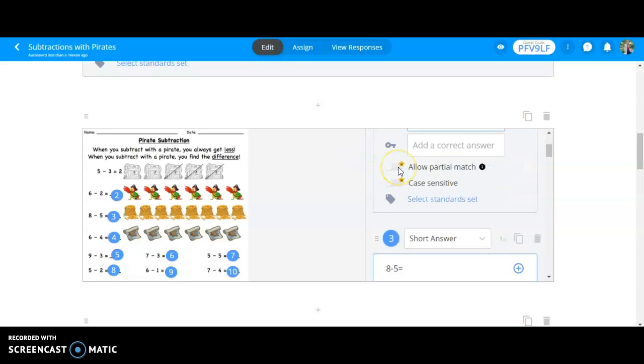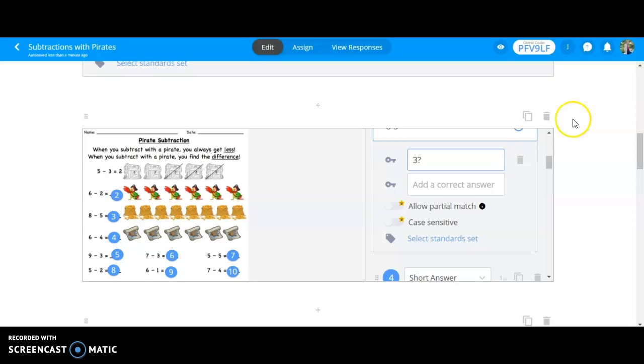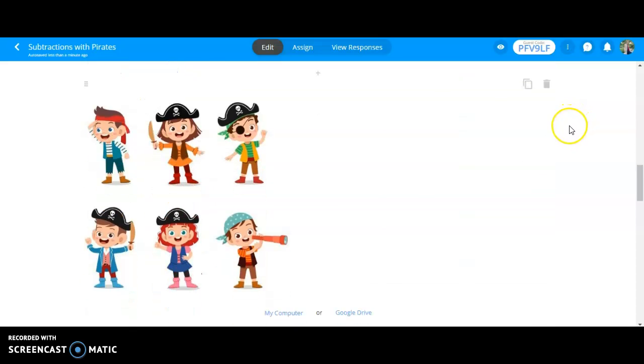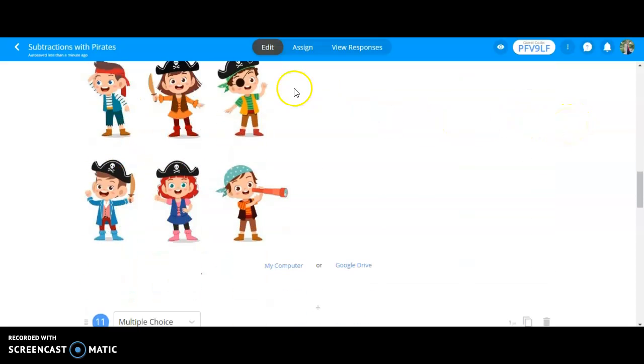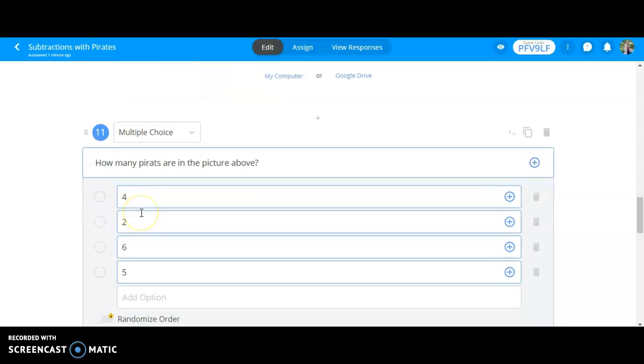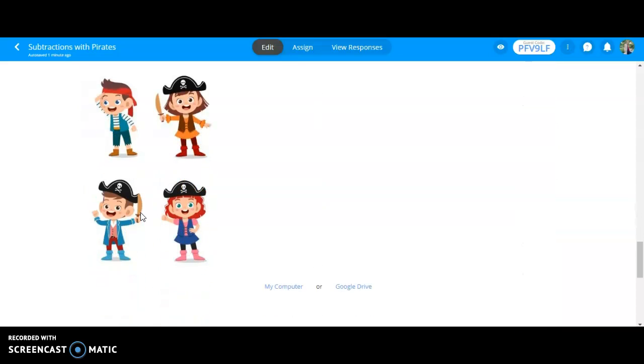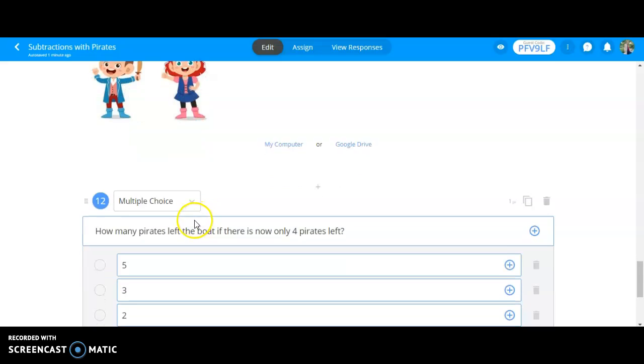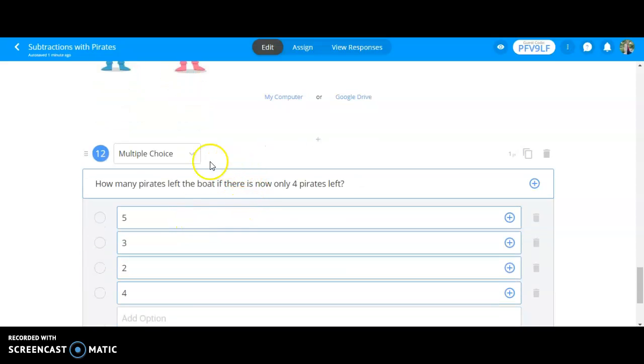There should have been about 10 questions like that. Then you should have moved on to the next section. The next section was about pirates. I asked you to count the pirates. There should have been 6 pirates. Then I asked you to count how many pirates are in this picture and answer the next question, which was how many pirates left. In the first picture there were 6 pirates and we were down to 4. So your answer should have been 2. We're going to move on to our view responses.